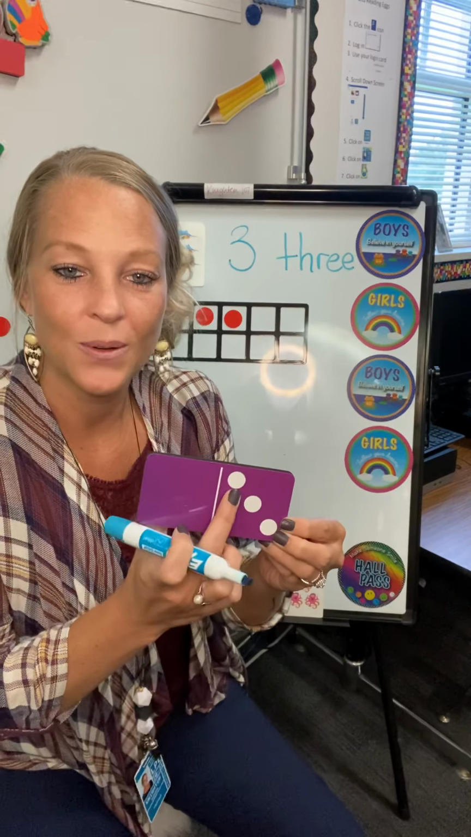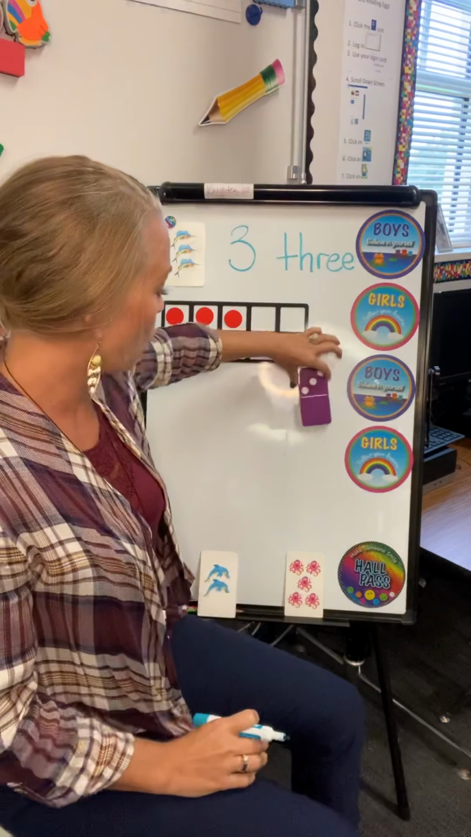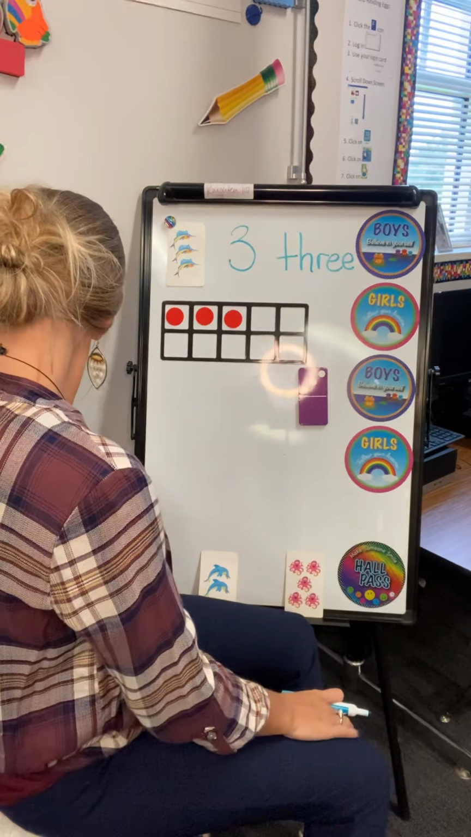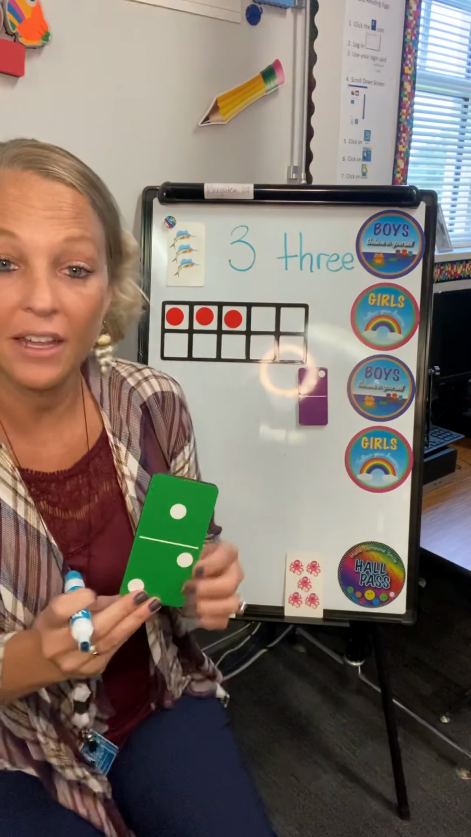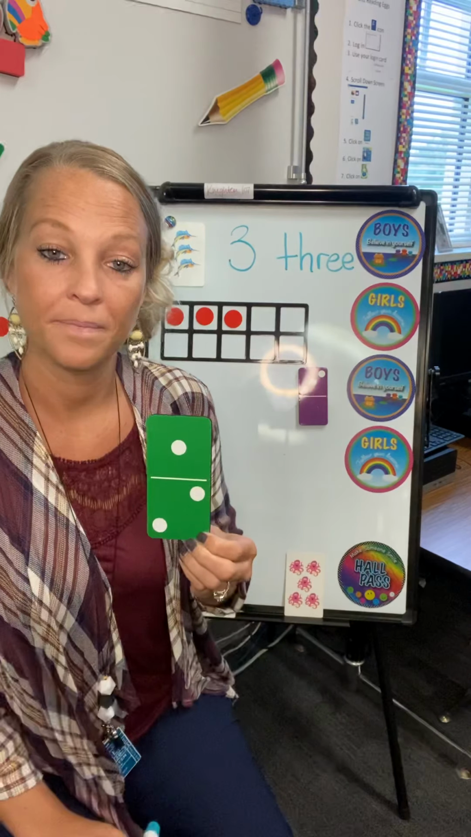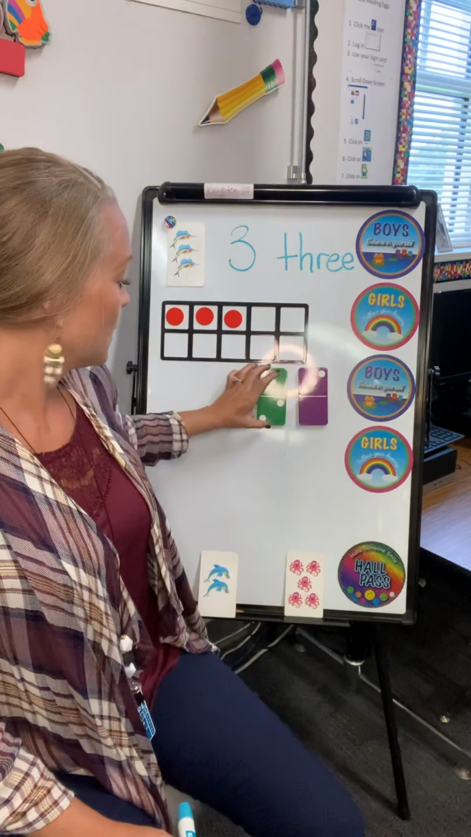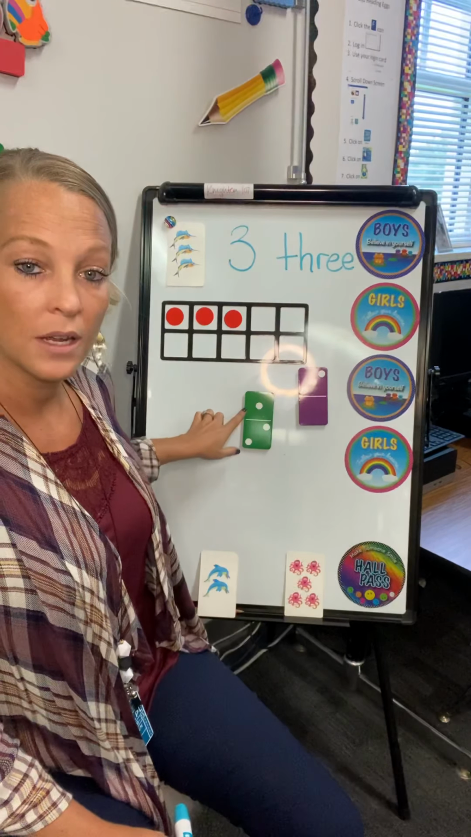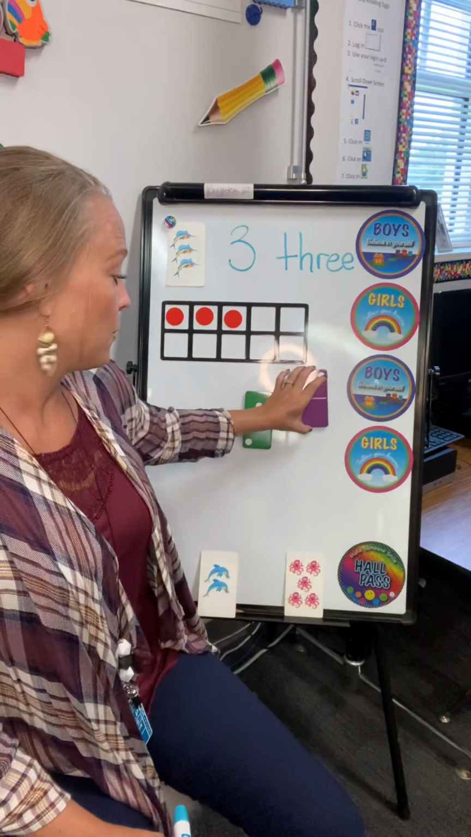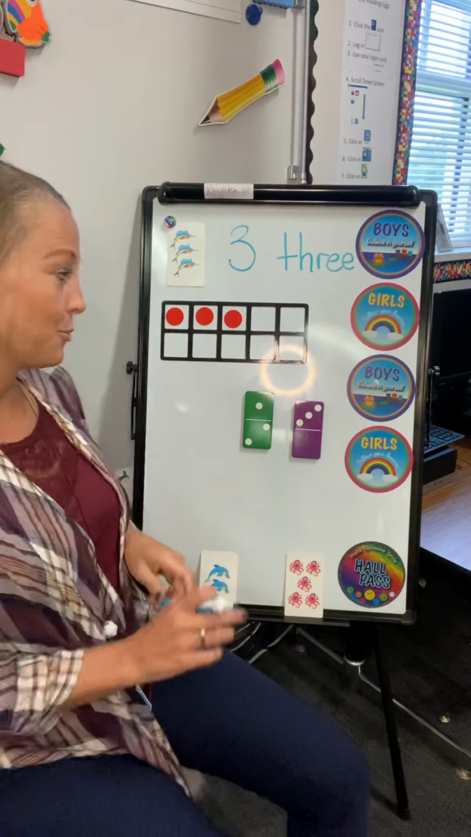1, 2, 3, and 0 here. So that gives me 3. So that's one way for a domino. And then I have another domino that has 3. 1, 2, and 3. If you notice, this is 3 and 0. This one is 2 and 1. So these are different ways to show 3 on a domino. So your choice, show 3.